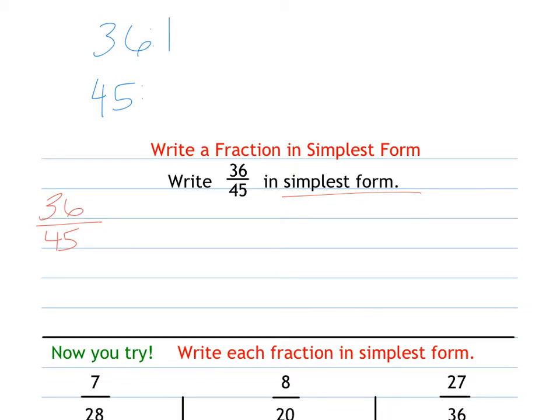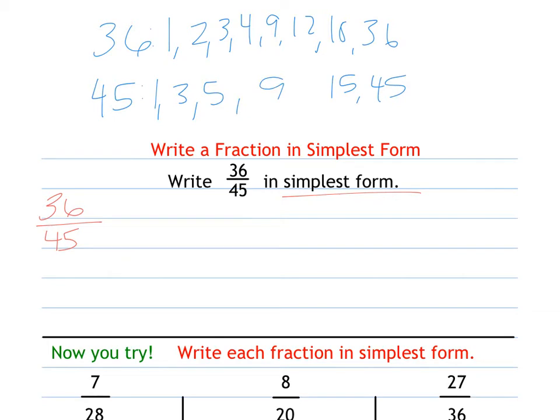So 36 could be 1 and 36, 2 and 18, 3 and 12, 4 and 9. 45 is 1 and 45, 3 and 15, 5 and 9. Then you look to see, oh, my largest is 9, so I was right. But some people might have picked 3, some people might have started there, and that's fine too.